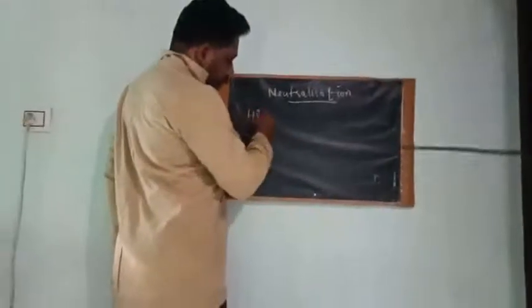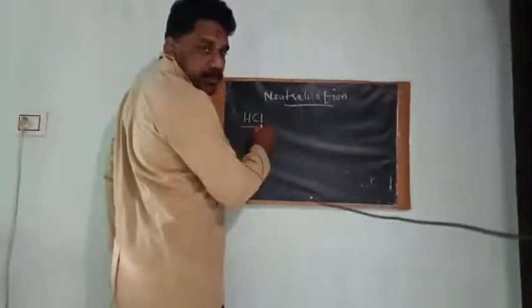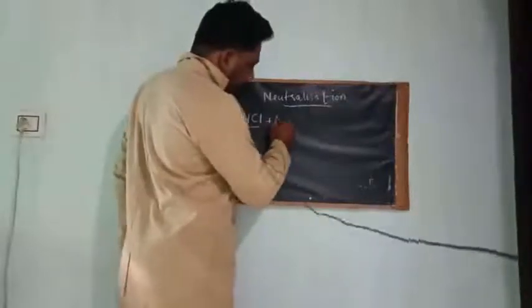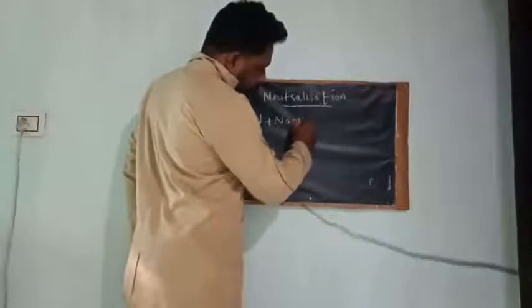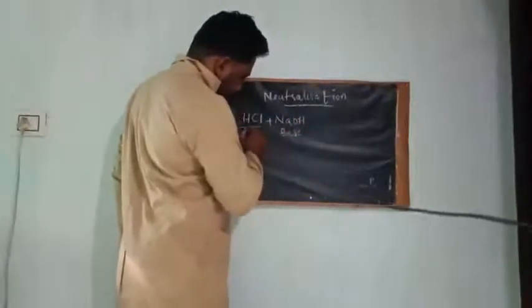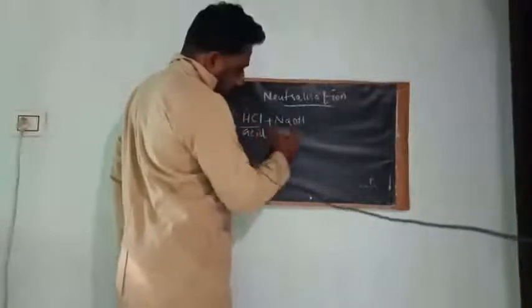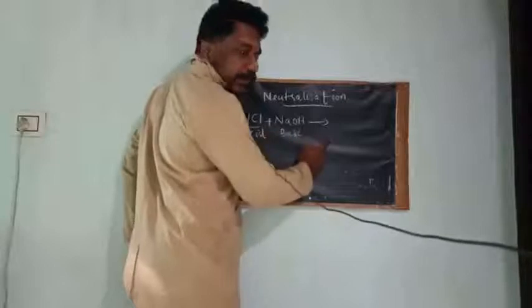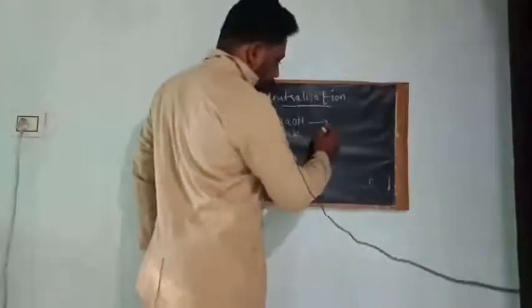Let's take an acid, hydrochloric acid, which reacts with a base, sodium hydroxide, NaOH. It's a base, and this is an acid. When these two substances are mixed, what product will be formed here?